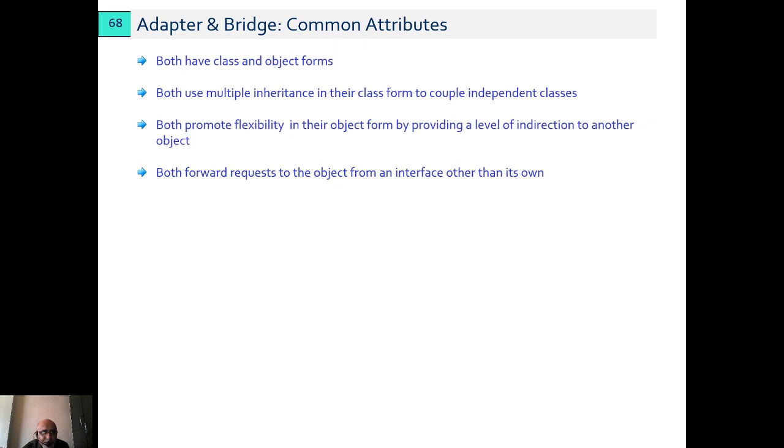Common properties between the adapter and bridge: one is working around an interface that suits the client, another is decoupling the abstraction from implementation. Both have class and object forms. Both use multiple inheritance. Both promote flexibility. And they forward requests from an object to an interface on their own.